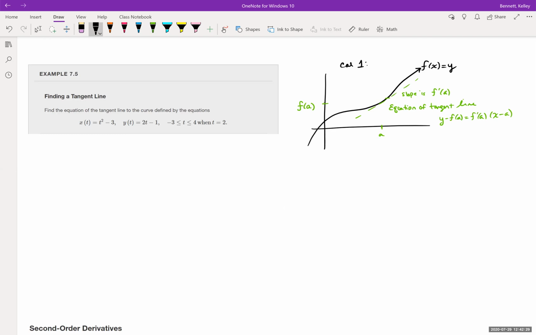All right. So we need to kind of follow the same process. We need to find the derivative evaluated at the time given. All right, we have a given time here. This is kind of like our A, right?